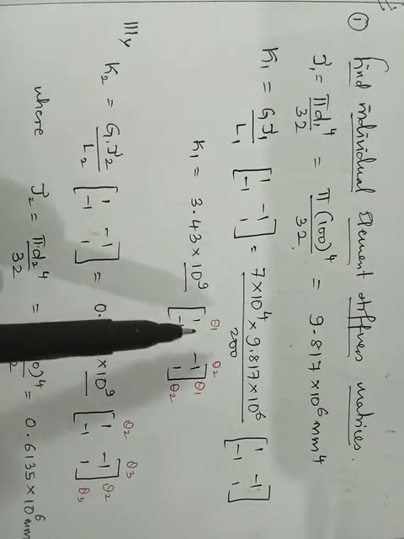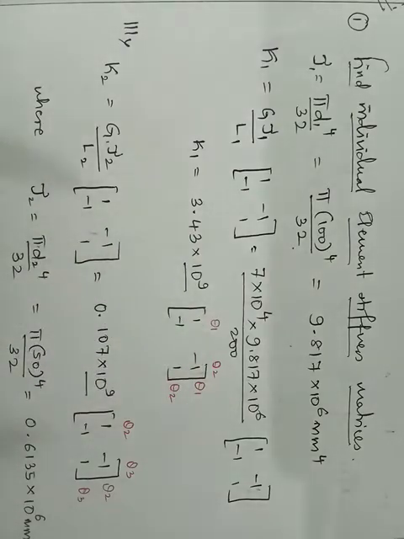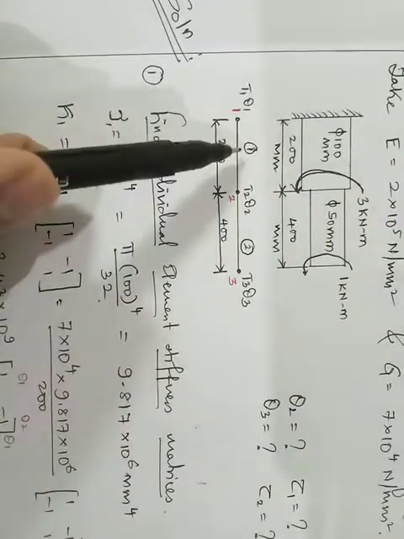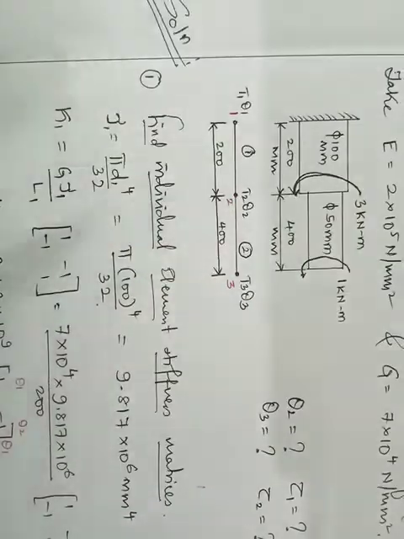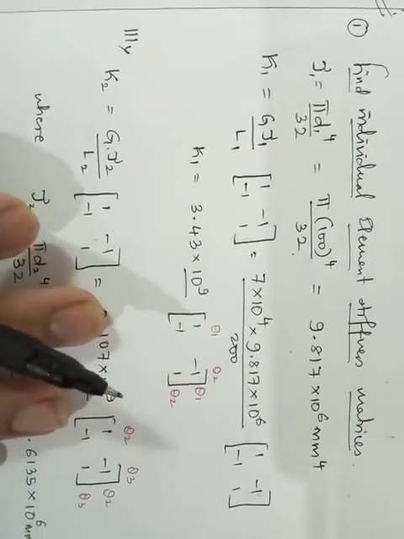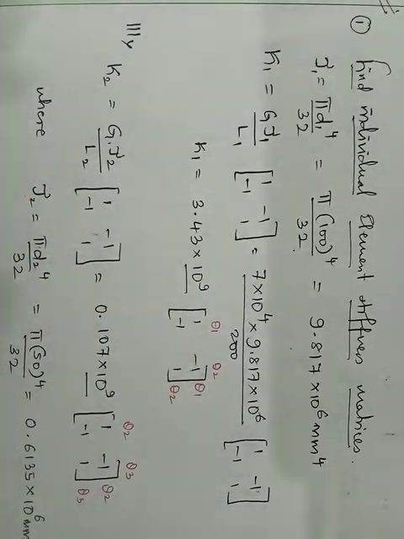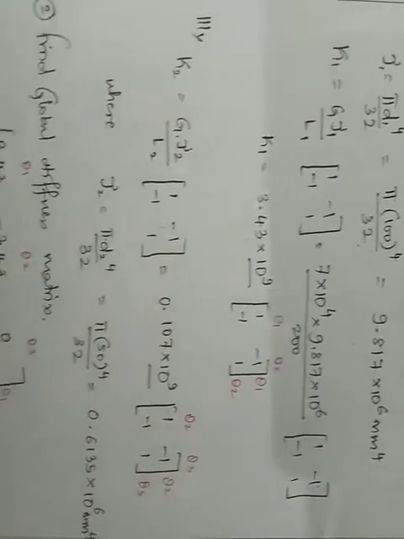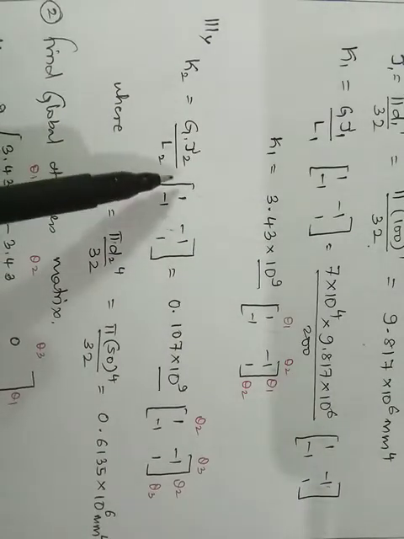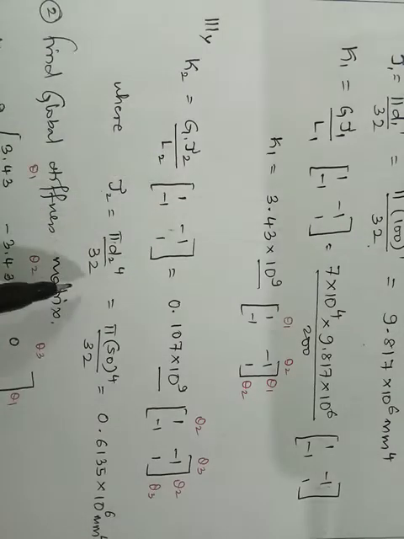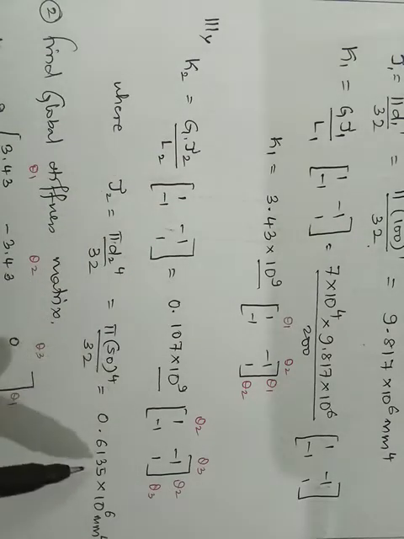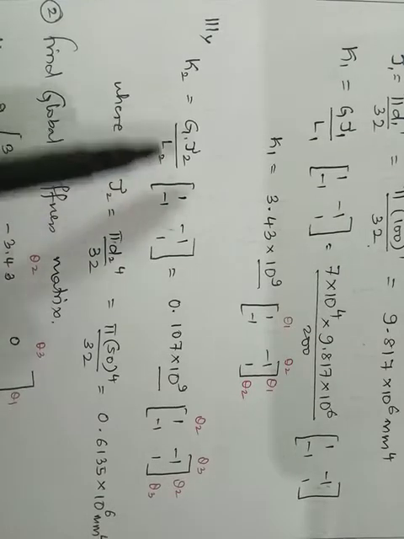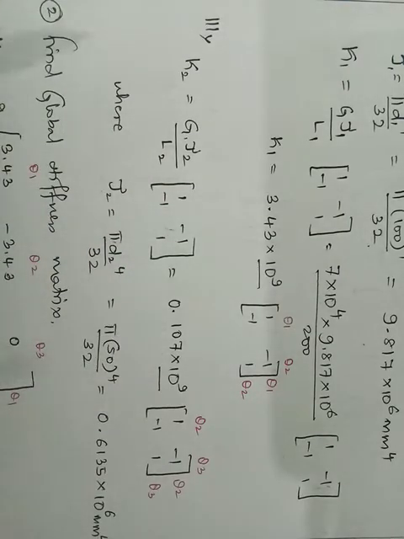Also you need to write the associated angle of twists for the first element. For the first element, the associated angle of twists are theta 1 and theta 2, and that is why I am writing theta 1 and theta 2 with red ink. It is going to be very helpful when you find the combined or global stiffness matrix, so it is very important that you write it. Similarly K2, same formula, J becomes J2 and L becomes L2. J2 I have found here, 50 raised to 4, this is the value of J2. If you replace it here and simplify everything, it comes out to be 0.107 into 10 raised to 9.